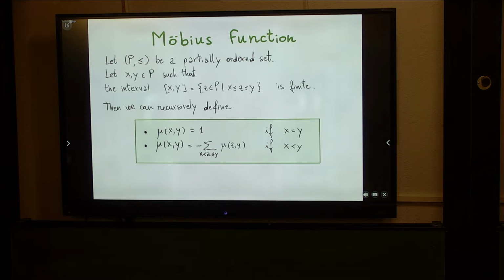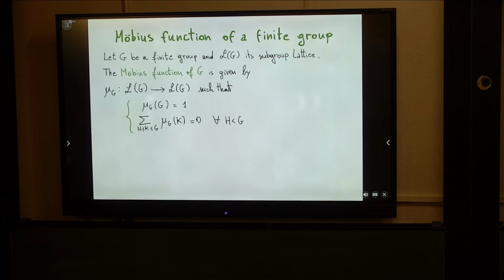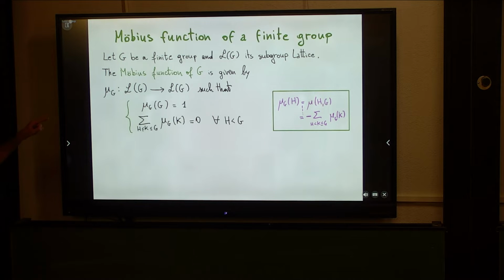So starting from y, we compute the Möbius function and so on, and we have the Möbius function of x and y. Okay, this is a general context, but we are young group theorists. This is the generalization of the classical Möbius function, so I present the Möbius function in the group context. In this talk, G will always be a finite group, and L(G) is the subgroup lattice of G, and the Möbius function is defined in the same way as for posets in general. I use this notation when I write mu(G,H): I just mean mu(H,G).